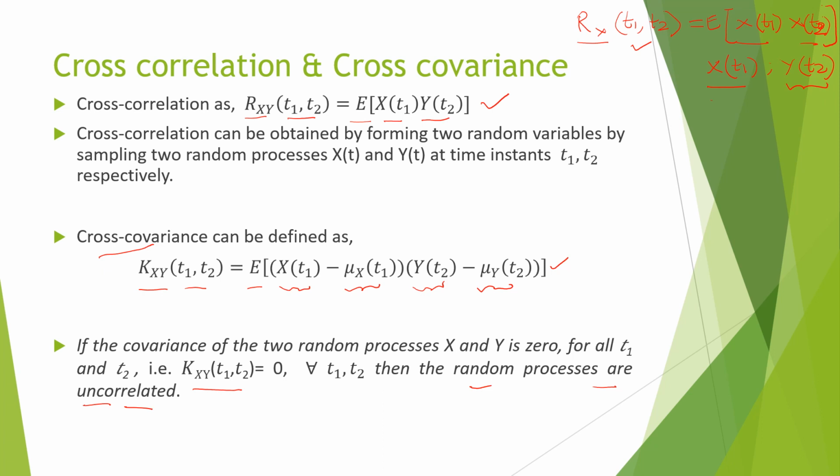Now in this video we discussed the mean of a random process. Then we saw what autocorrelation and autocovariance are, and for a stationary random process how the mean values, autocovariance and autocorrelation functions change. And then we also defined the cross correlation and cross covariance, and we also observed the physical significance of the autocorrelation function.